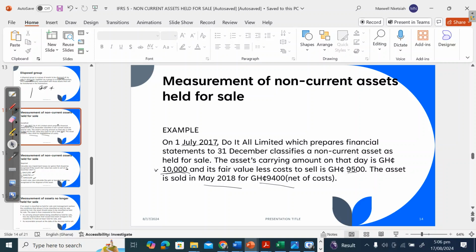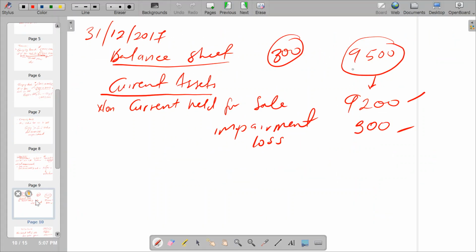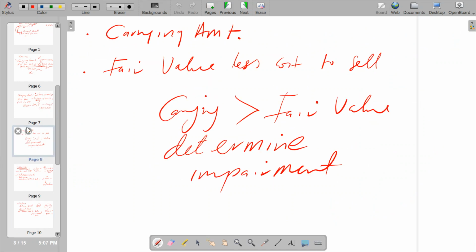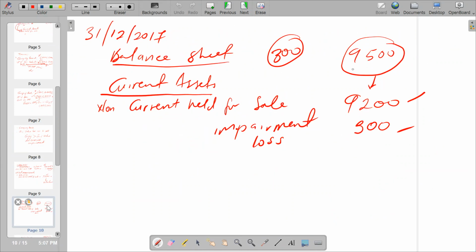So what this is saying is that any subsequent gains of the asset held for sale should not exceed the initial carrying amount. Do you get it? Because this was the initial value of the assets when we classified it as held for sale. So it should not go beyond this amount. If there's any gain, it should be up to the 10,000. Do you get it? So that is why we are restricting this to 10,000. Where is it?